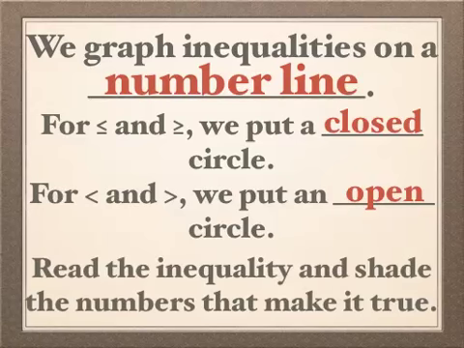Read the inequality and shade the numbers that make it true. It's important. There's a lot of different tricks that people say. If your variable is written on the left side of the inequality, then you just shade in the direction that the arrow is pointing. But make sure that you read the inequality and understand what it's saying, and then you can tell which way you need to shade. That's going to be the easiest way. There aren't different rules that you need to think of that aren't always going to be true. If you can just read and understand it, then graphing it should be okay.